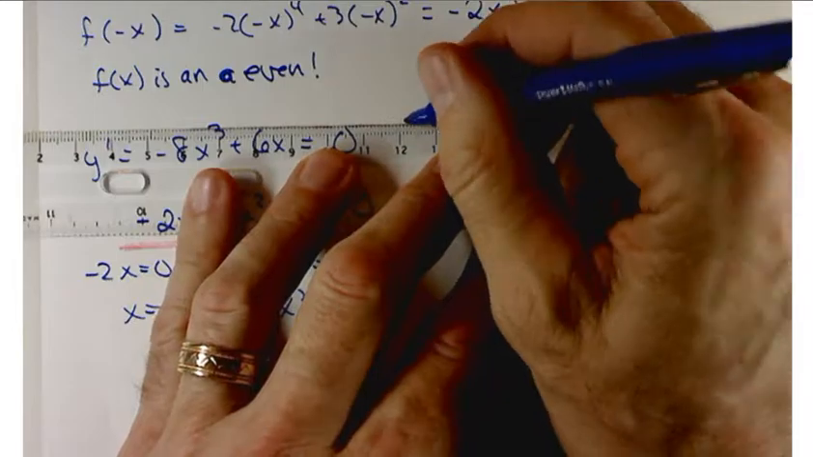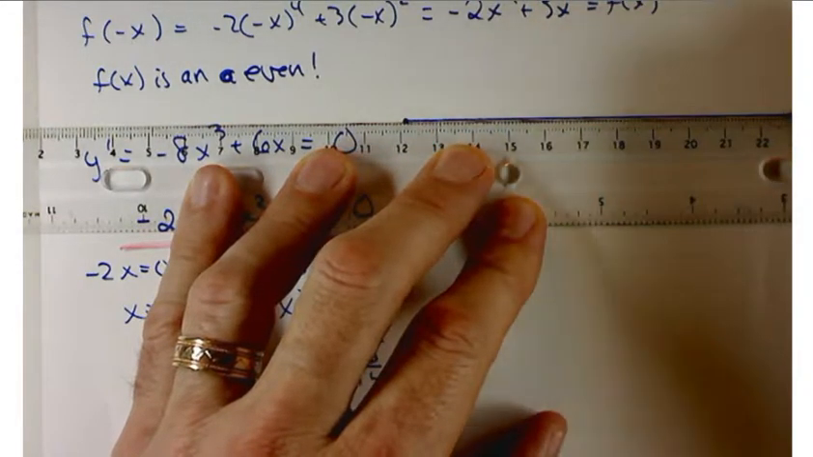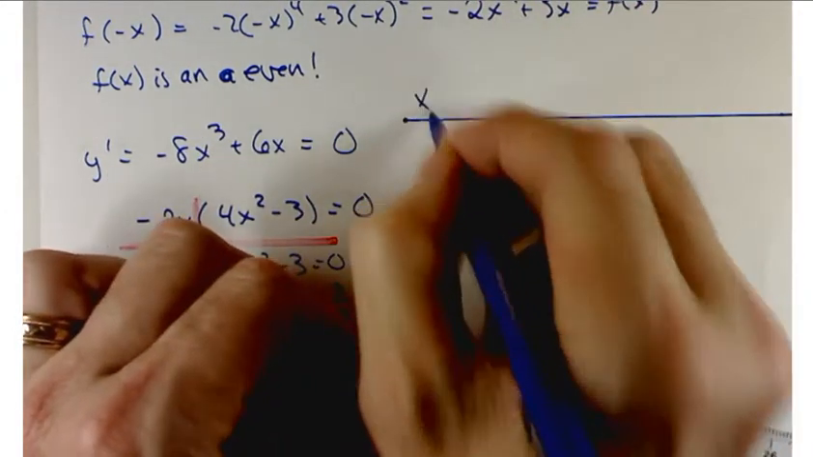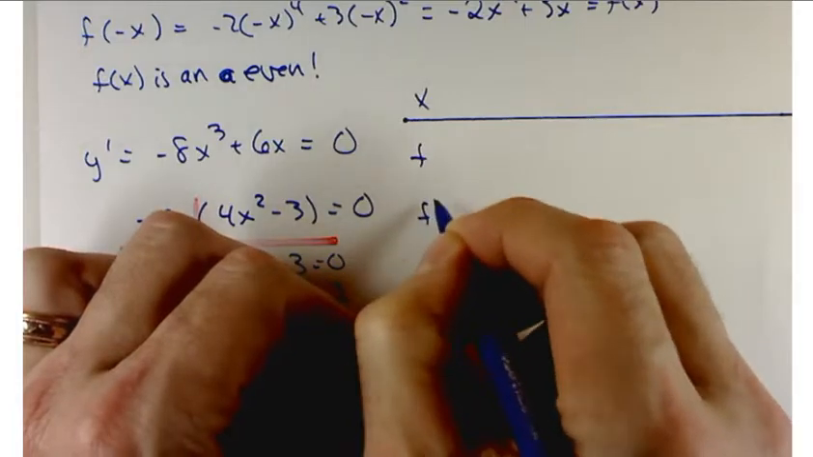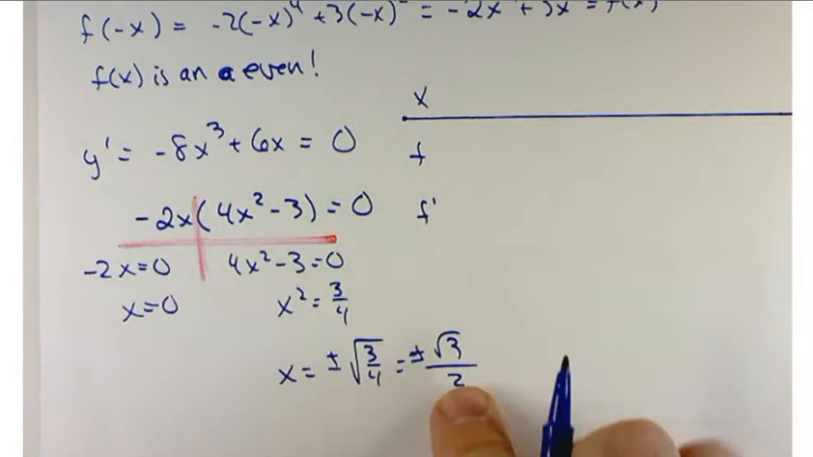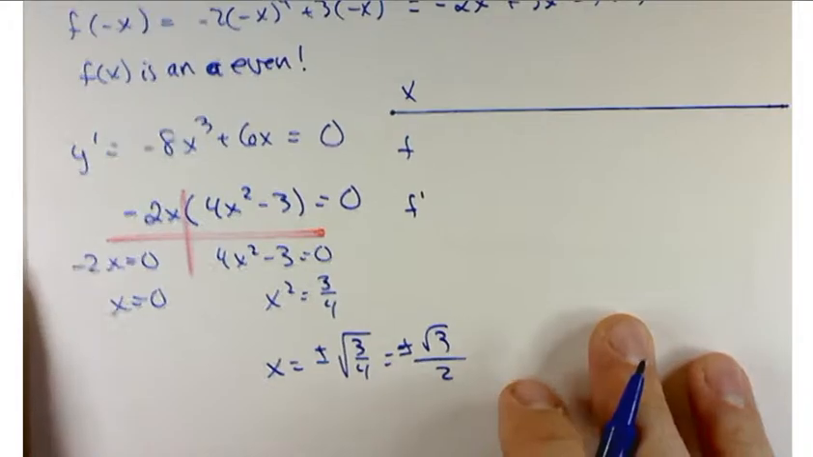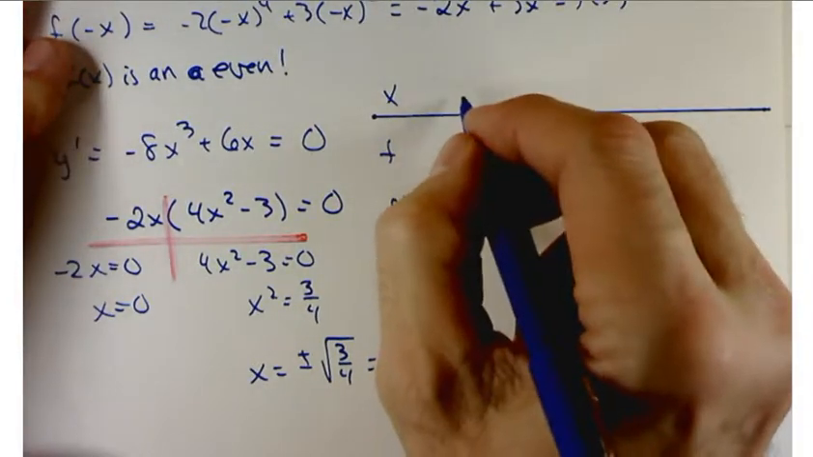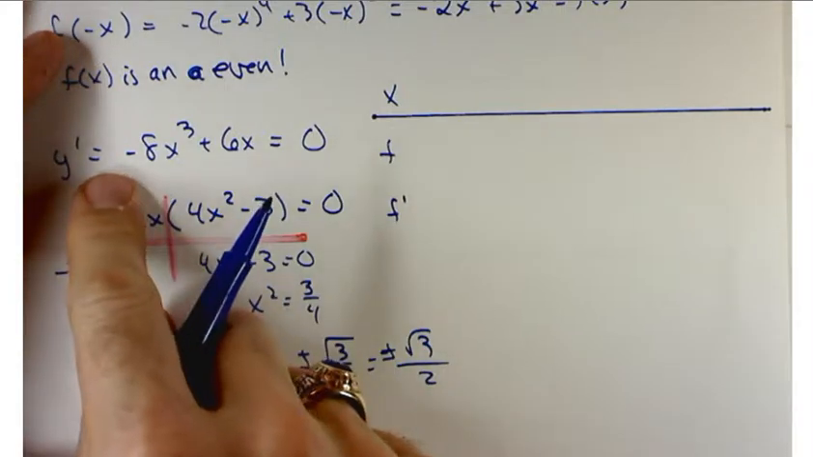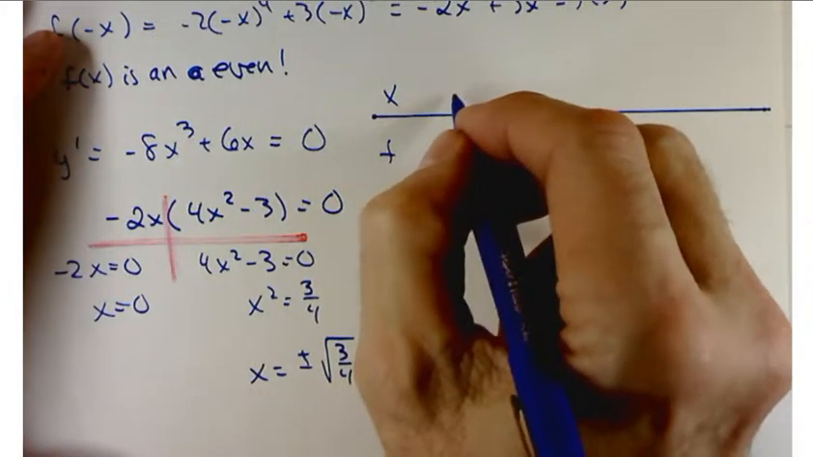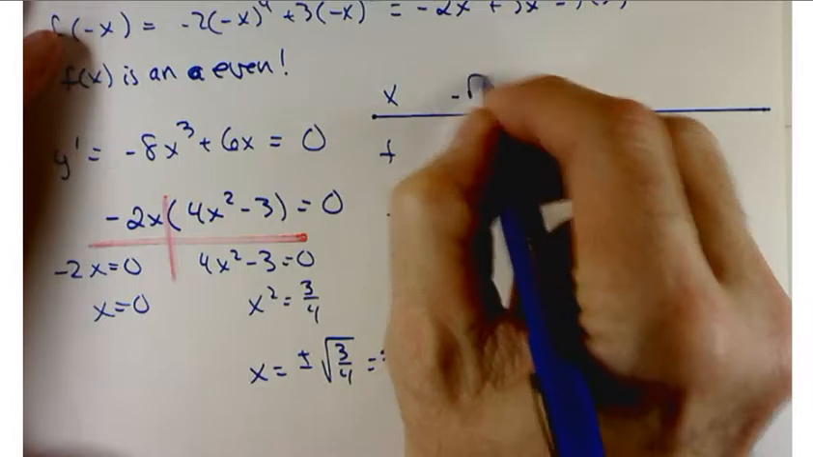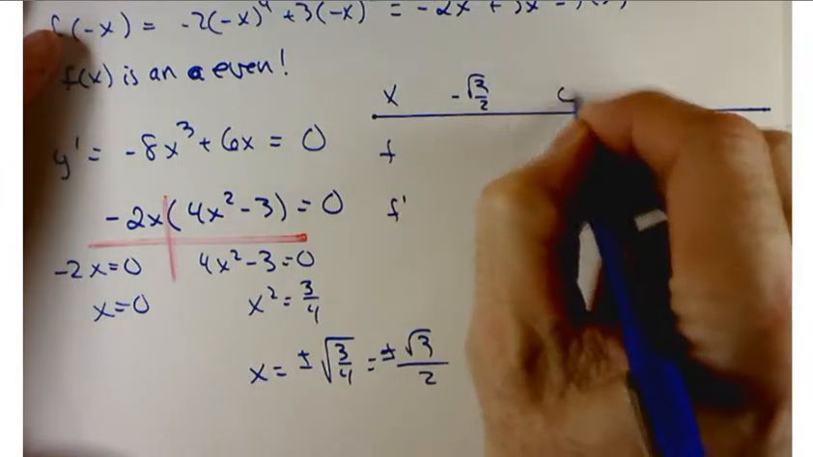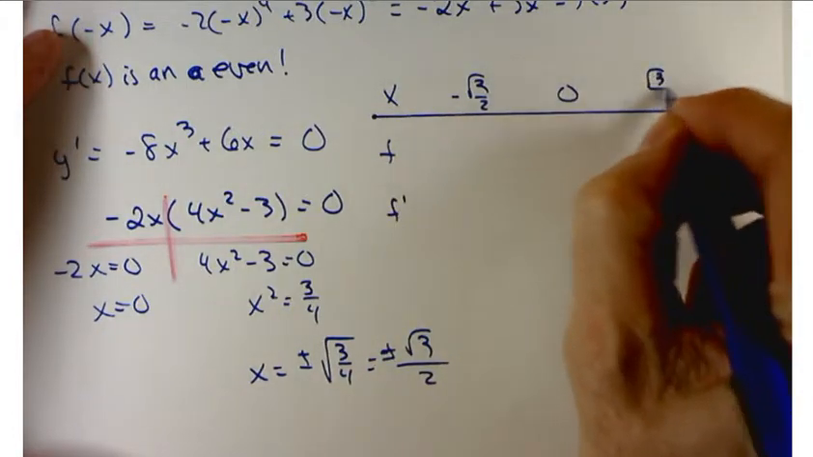So let's size this function up a little bit. We've got x, f, f prime. Let's squeeze our critical points in and do a little bit of a test. Try and find out where the function's derivative is positive or negative. So negative square root of 3 over 2, 0, and square root of 3 over 2.